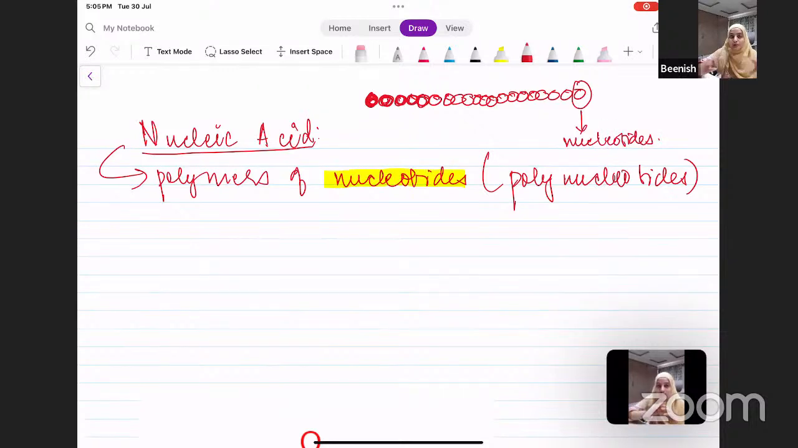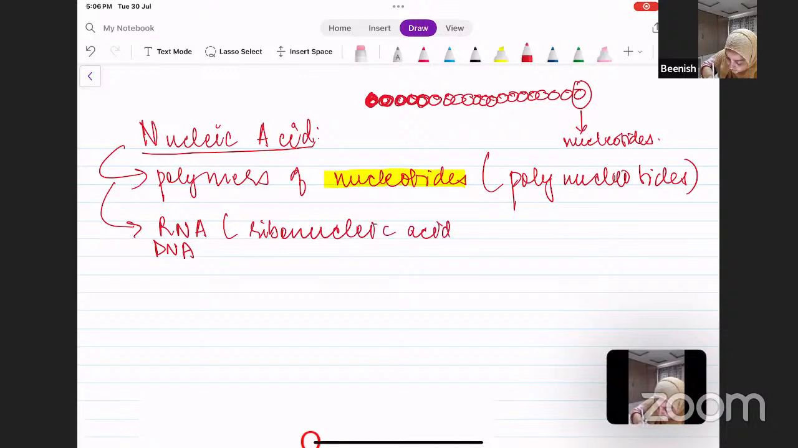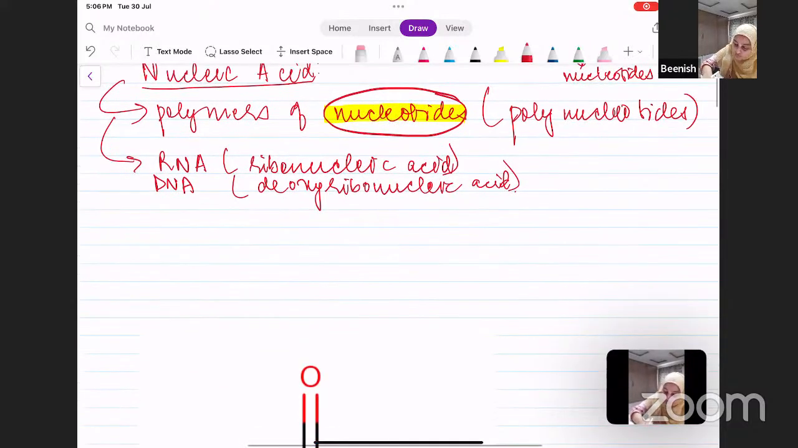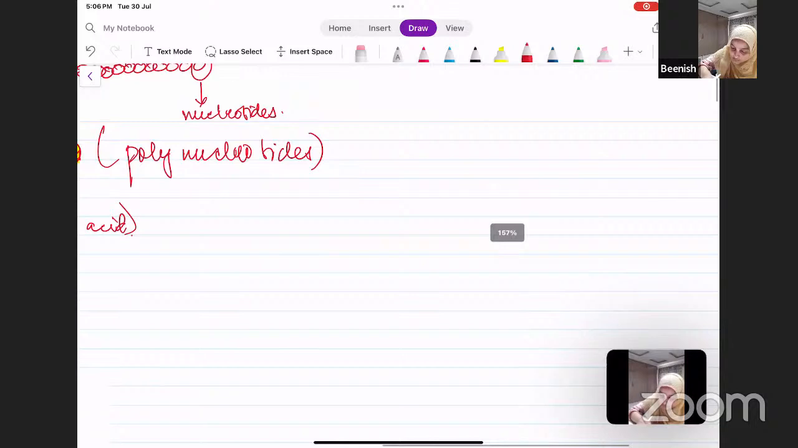So very simply, what are nucleic acids? They are polymers of nucleotides and they are of two types. Your nucleic acid can be of two types, that is RNA and DNA. RNA is your ribonucleic acid and DNA is your deoxyribonucleic acid. Now let's talk about what are nucleotides. Let's define this nucleotide. So moving forward, talking about nucleotides.